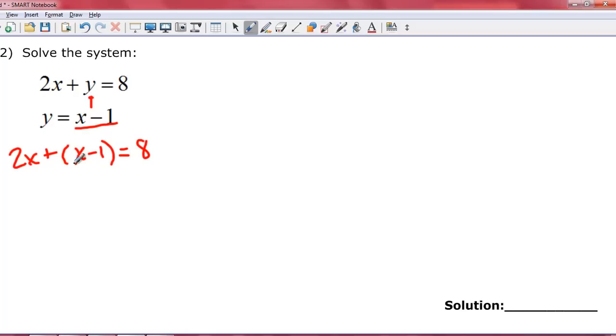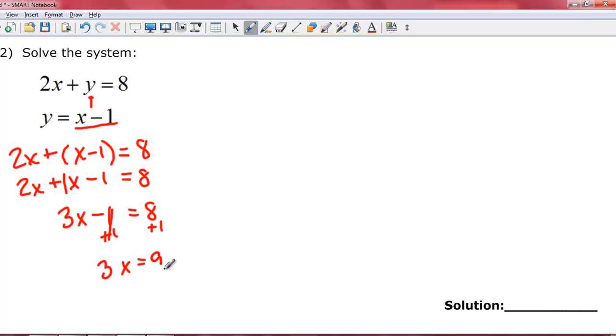Okay, so there's nothing to distribute there, so we can rewrite it if we want, or just continue, since that's like a plus 1. These values don't change. And then we can combine our like terms. 2x and 1x give us 3x minus 1 equals 8. Add 1 to both sides, and we get 3x equals 9. Divide by 3 on both sides, and we finally get that x equals 3. So there's our first piece.